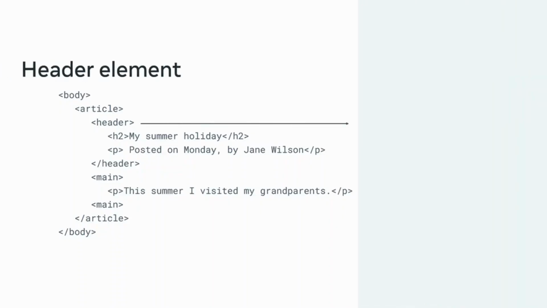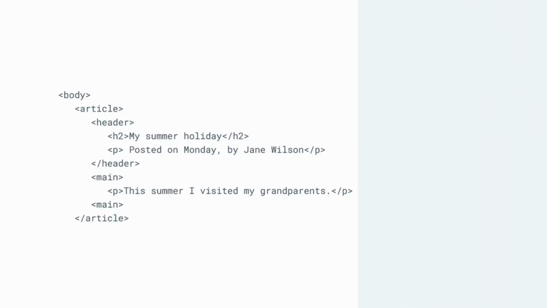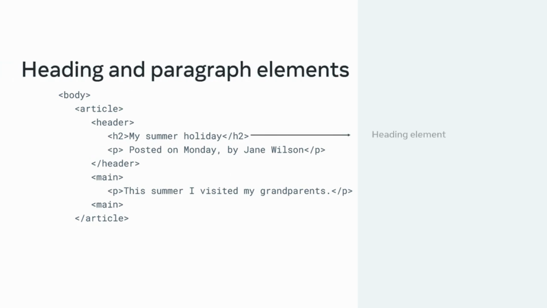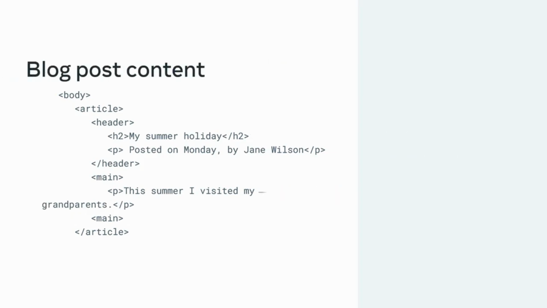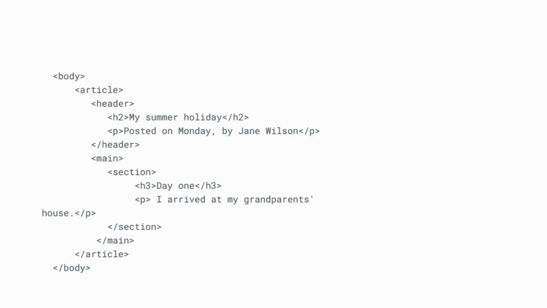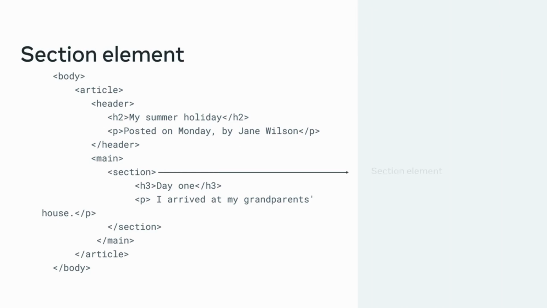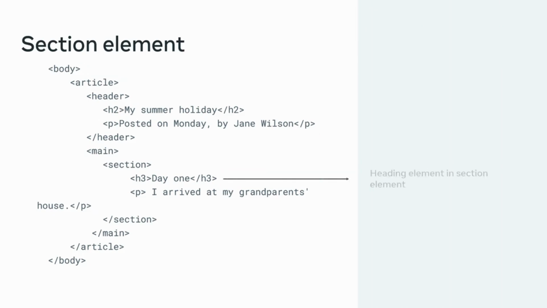You add a header element to the article element. Inside the header element, add the heading element with the blog title and a paragraph element describing the date and author of the blog post. Inside the main element, add the content of the blog post. That's it. Let's examine the section element. You can add a section element to semantically define individual sections of the article. It is important to note that sections should contain heading elements to semantically describe the section.